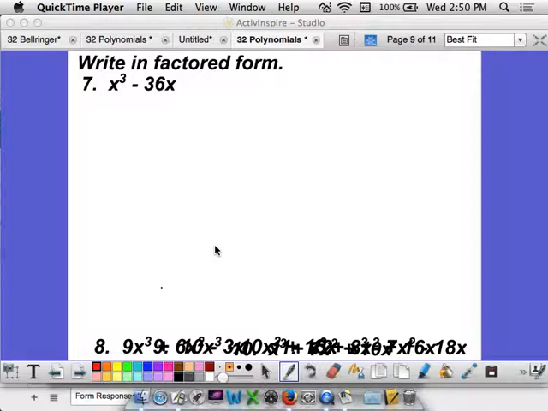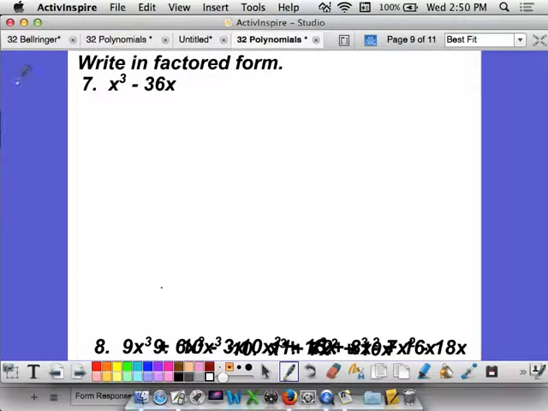In this first one, going back to the old factoring methods, the first thing you always look for when you factor is the greatest common factor. Don't forget that. So many people do forget that, but I'm looking for the GCF, or the greatest common factor. In this particular problem, I have a greatest common factor of x. So that would leave me x squared minus 36.